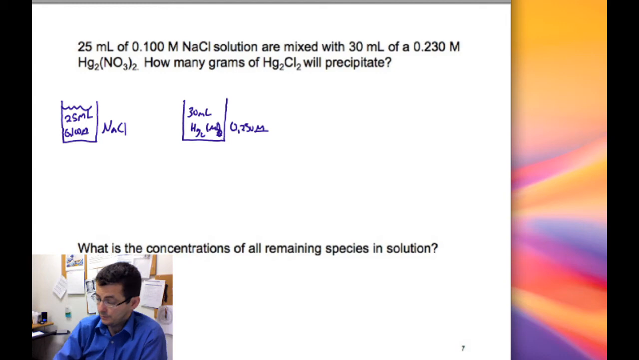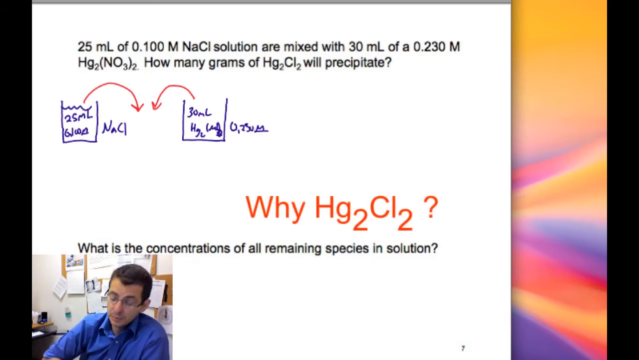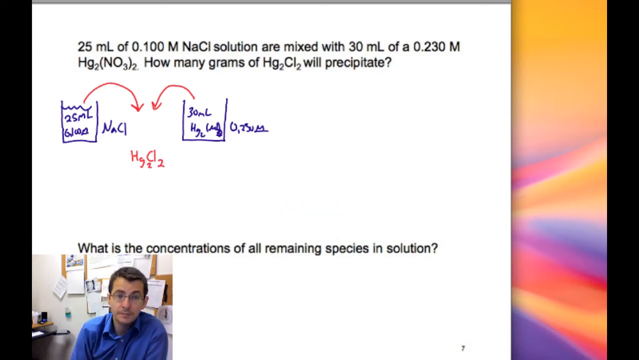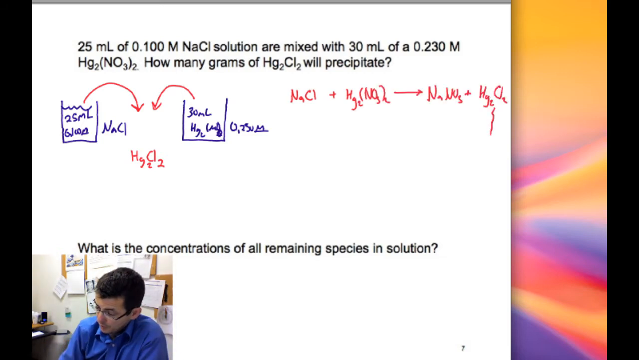And you mix the two, and they ask us how many grams of mercury chloride will precipitate. Mercury(I) chloride. Well, we know mercury(I) chloride precipitates because we can use our solubility rules to predict that. If you take the sodium chloride plus the mercury nitrate, the mercury chloride will precipitate out based upon our solubility rules. 2 sodium chlorides, 2 sodium nitrates, done. And this is a balanced chemical reaction.